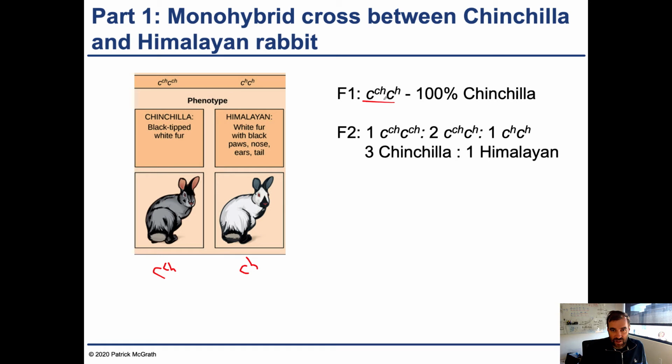Now let's say we cross the F1 together and cross two siblings together, two heterozygotes. What do we get? In this case, the F2 is going to be a 1 to 2 to 1 ratio of genotypes, and it's going to be 3 chinchillas to 1 Himalayan. So how do we see that? Again, we do a Punnett square. The F1 can produce two gametes.